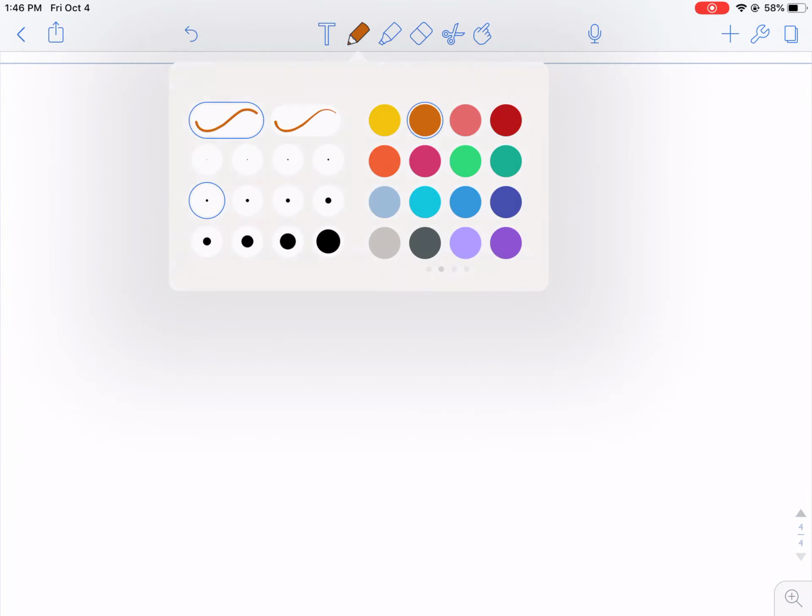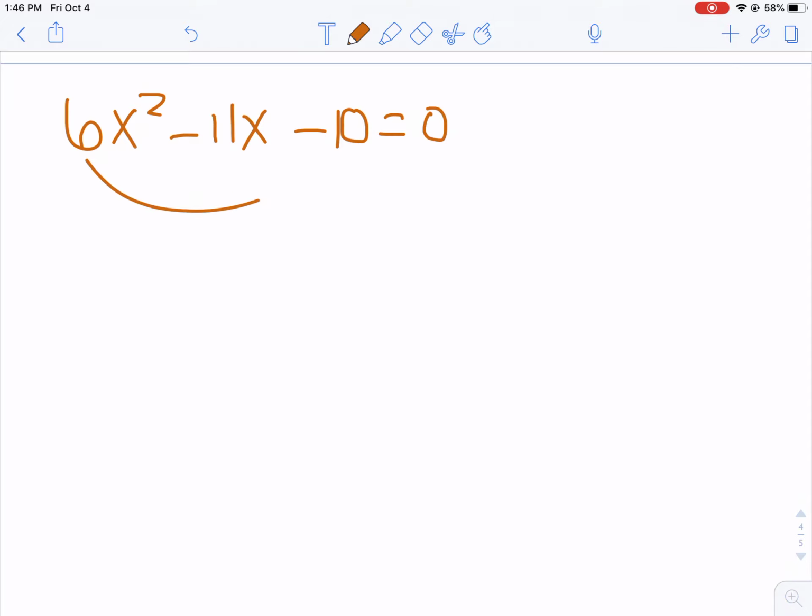All right, last example, and then you guys are going to get a worksheet. So we have 6x squared minus 11x minus 10 equals 0. So this is an AC method problem. So I multiply a times c, and that gives me negative 60. So I want two numbers that multiply to negative 60 but add to negative 11.